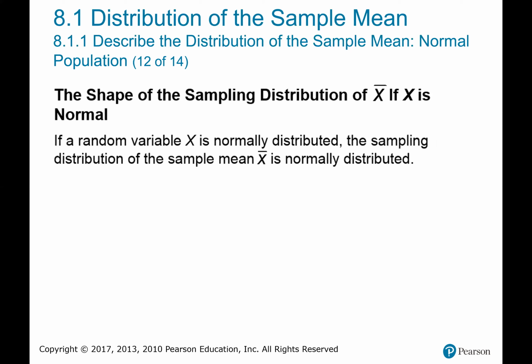Now, the shape of the sampling distribution of X bar if X is normal. Obviously, if a random variable X is normally distributed, the sampling distribution of a sample mean X bar is also normally distributed.